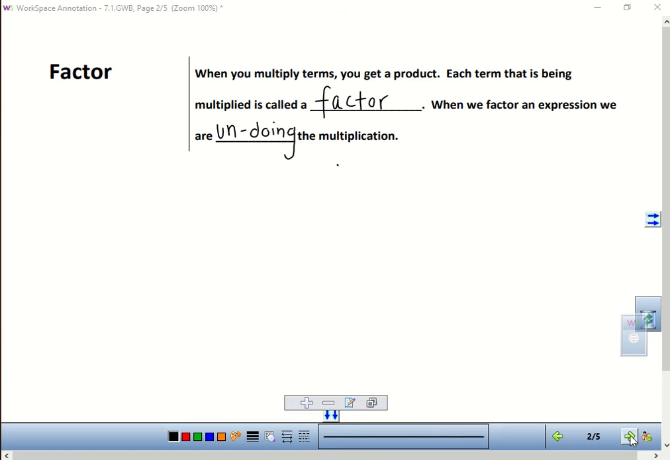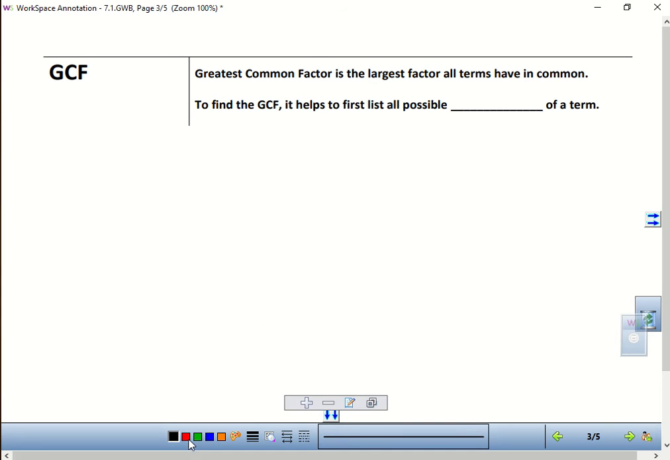All right, so we're going to move on to GCF. GCF stands for greatest common factor. We talked about this before break on our pre-lesson. It is the largest factor all the terms have in common, so that's why we use the greatest. To find the GCF, it helps to first list all the possible factors of a term. So we're going to list the factors of the term in order to practice getting our GCF.